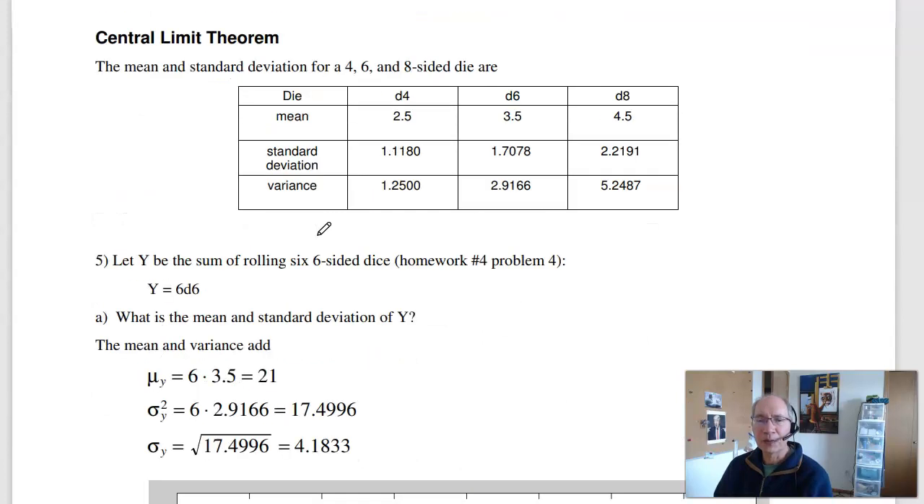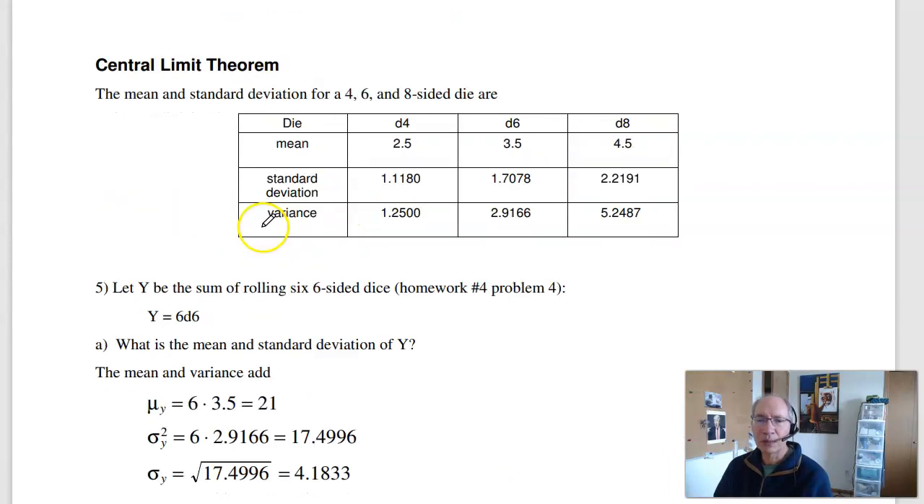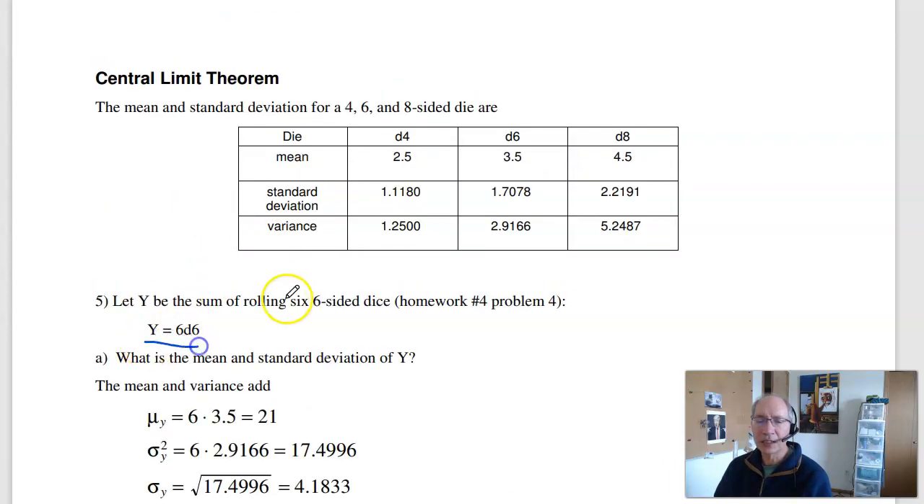Problem 3 and 4 don't exist. I miscounted. Problem 5 is the central limit theorem. Suppose I roll 6 six-sided dice. This is a problem we did before. Using the normal approximation, I determined the mean, the standard deviation, and the probability that I'm going to get some rolls. So if this is for a single six-sided die, the mean and the variance.